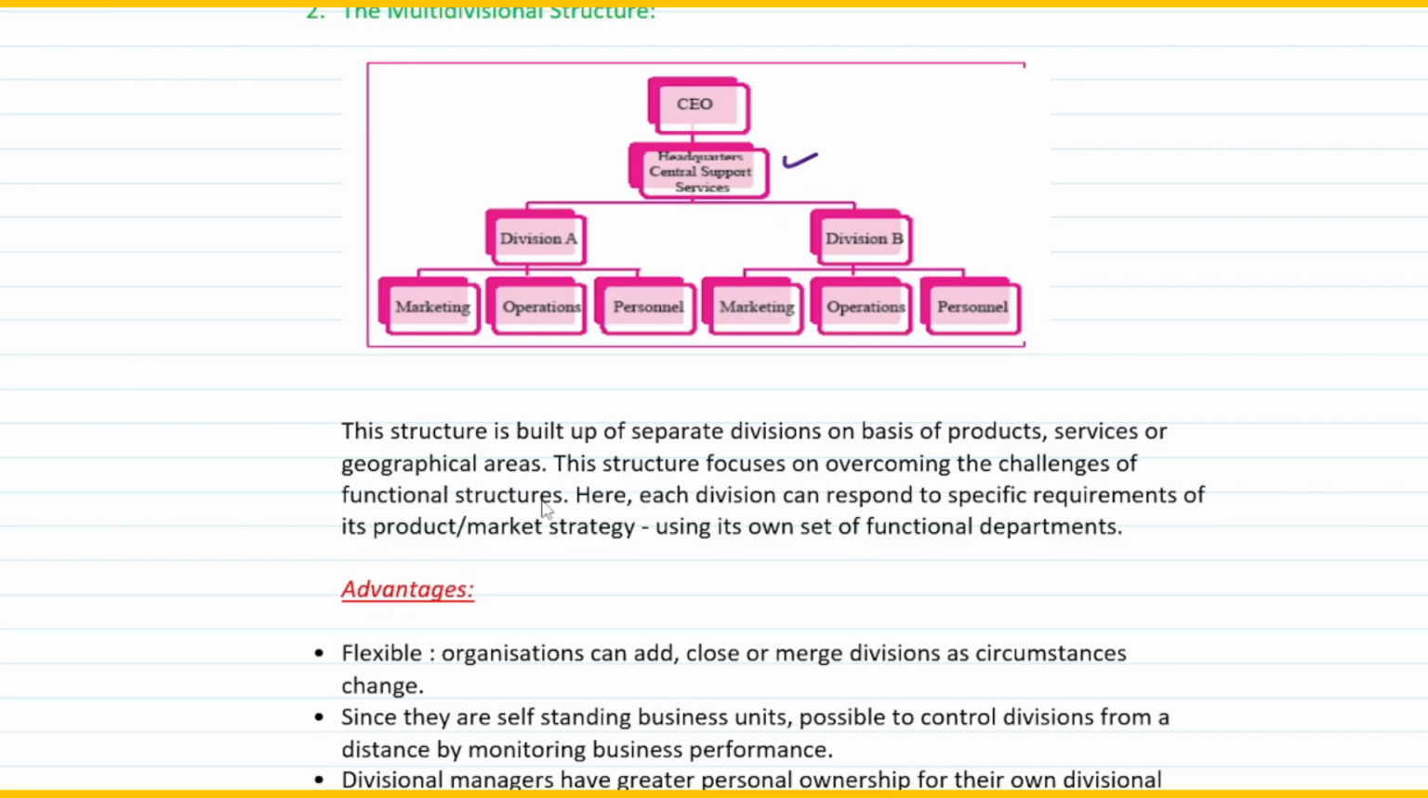This can be divided, as below the headquarters there will be two other divisions, division A and division B. Each division will have their own set of functions. So division A will have marketing, operation, personnel.